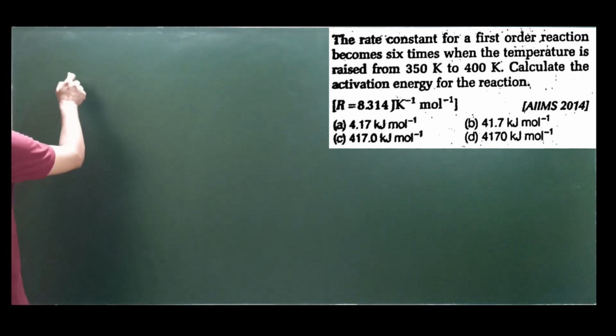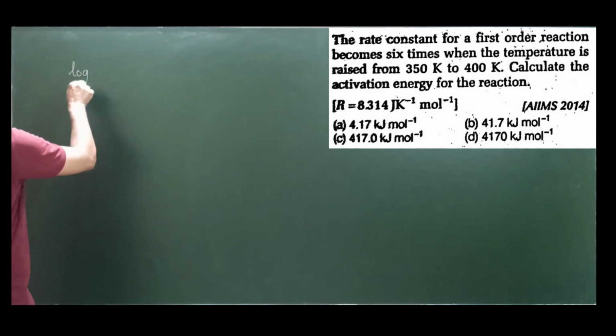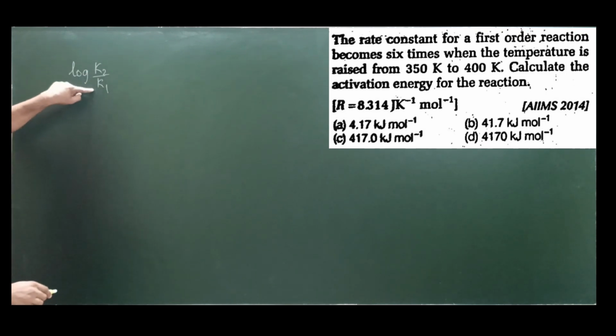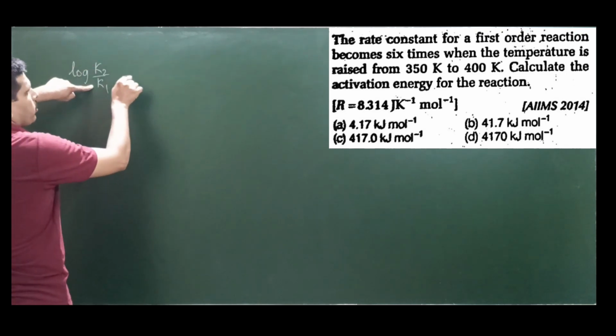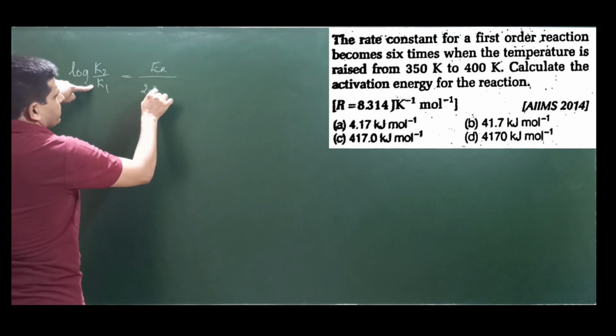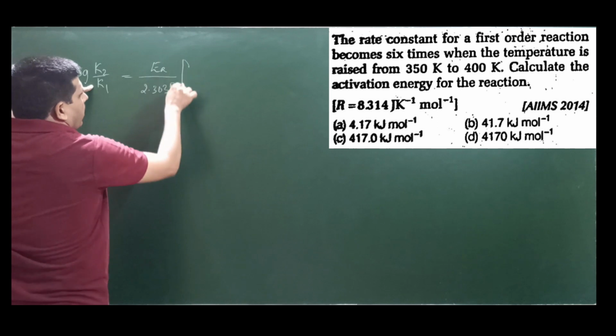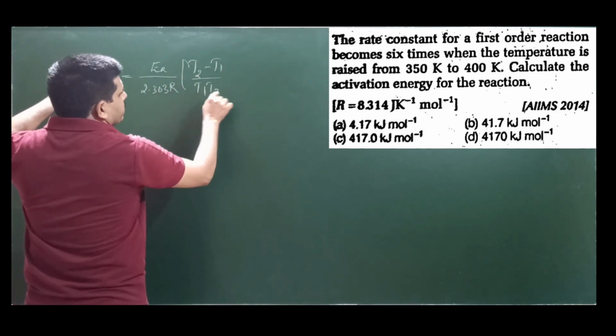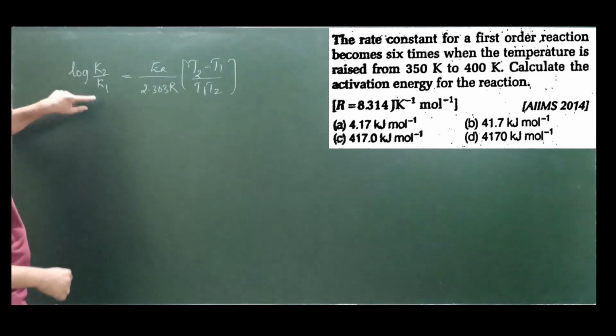So directly apply the formula. We have this formula, log K2 by K1, the ratio of two rate constants, higher to the lower, should be equal to activation energy divided by 2.303 into R into T2 minus T1 by T1 T2. Directly apply this formula. Next, substitution.